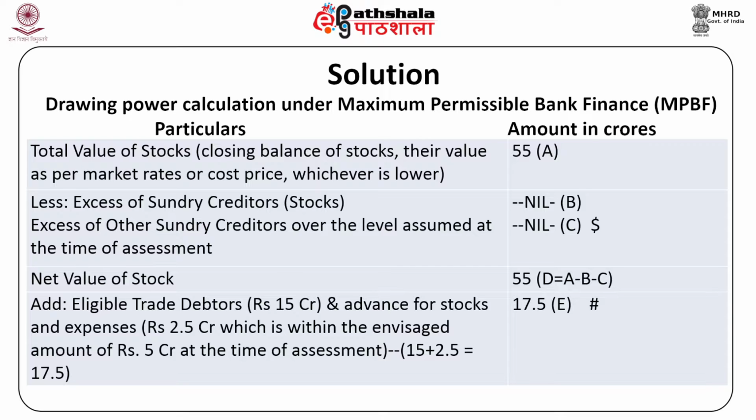First column is particulars and second column is amount in crores. Total value of stocks, closing balance of stocks, their value as per market rates or cost price, whichever is lower, 55, less excess of sundry creditors, nil, excess of other sundry creditors, nil. So the net value of stock is 55. Add eligible trade debtors, rupees 15 crore, and advance for stocks and expenses 2.5 crore. That is 17.5 crore. Now this 2.5 crore is within the envisaged amount of rupees 5 crore at the time of assessment.